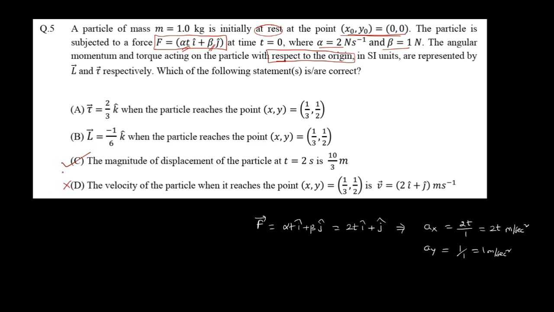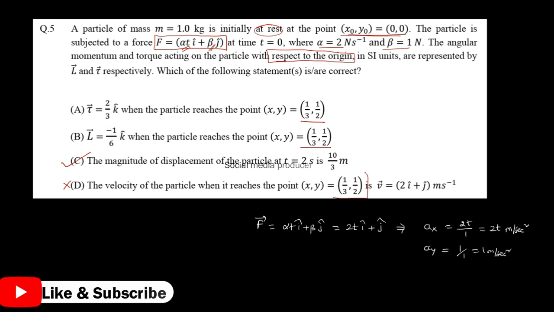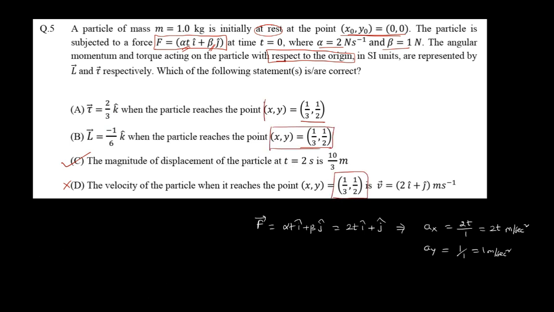Now let us go with the torque and angular momentum. Again, we need to identify whether the angular momentum or torque is asked when the point is 1 by 3, 1 by 2. Already we calculated for the 1 by 3, 1 by 2 point: the particle is at t = 1 second. That means they are asking the torque at t = 1 second, or the angular momentum at t = 1 second. That is what we need to verify.